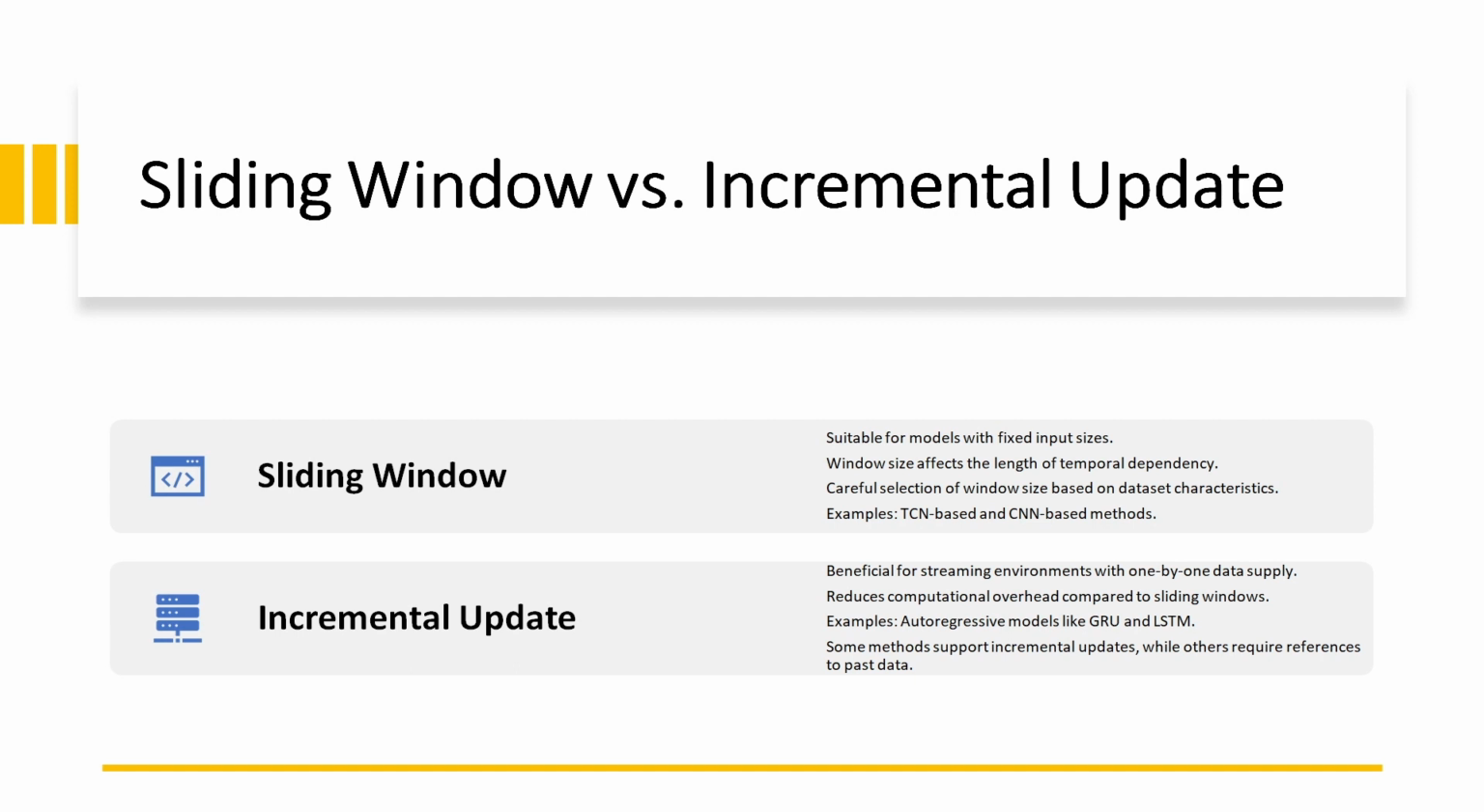The second one is incremental update. It is beneficial for streaming environments with one-by-one data supply and reduces computational overhead compared to sliding windows. Examples are auto-regressive models like GRU and LSTM. Some methods support incremental updates while others require reference to past data.